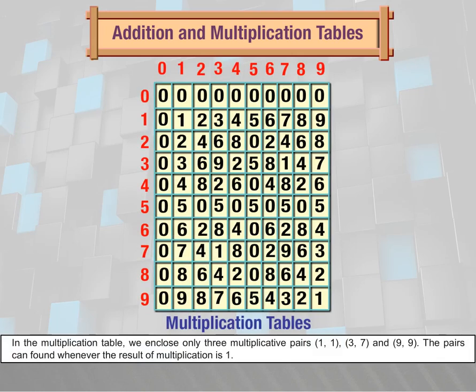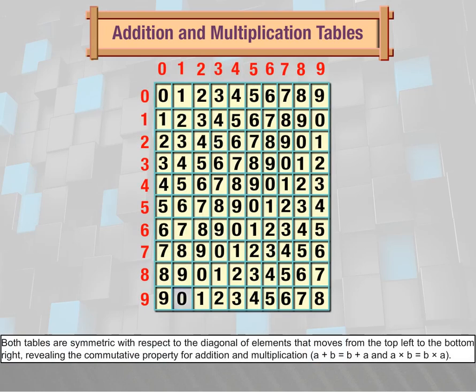In the multiplication table, we find only 3 multiplicative pairs, that is (1, 1), (3, 7) and (9, 9). The pairs can be found whenever the result of multiplication is 1. Both tables are symmetric with respect to the diagonal of elements that moves from the top left to the bottom right, revealing the commutative property for addition and multiplication. a plus b is equal to b plus a and a into b is equal to b into a.